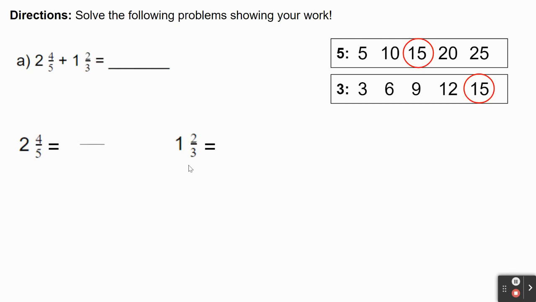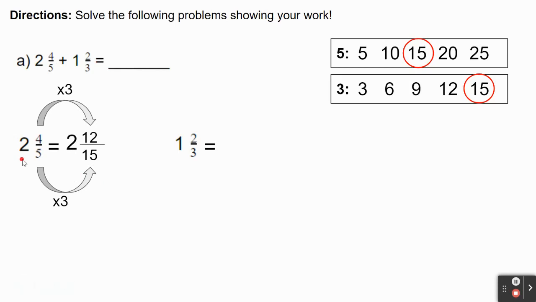So let's start with 2 and 4/5. We know the denominator is going to be 15, so let's ask ourselves, what do we multiply by 5 to get to 15? Well, 5 times 3 is 15. So let's multiply by 3 on the top. 4 times 3 is 12. Remember, the 2, the whole number in front, stays the same.